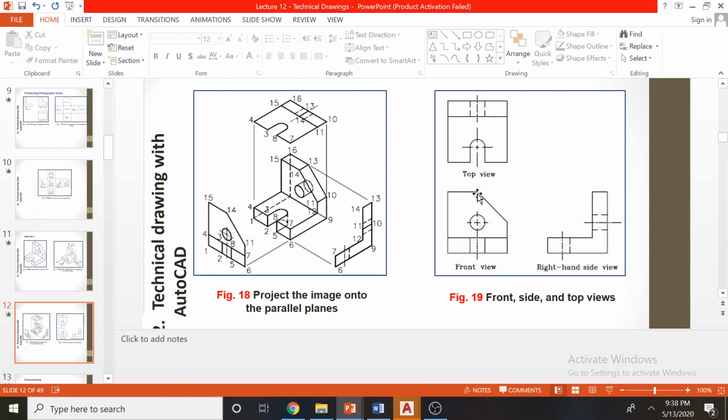So when you project this onto paper, these are the views we can see. This hole is nicely aligned with these hidden lines here, and this slot shape is nicely aligned with this, and this hole is also nicely aligned. So you have to have those alignments very accurately when you project the drawings onto paper.